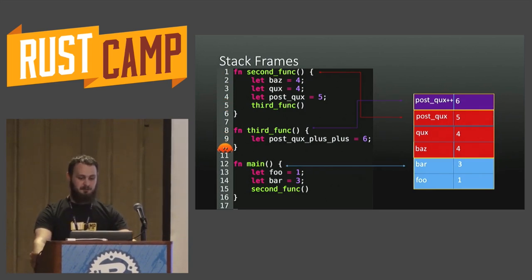So now notice that I've color-coded all of the memory based on what functions allocated it. Each of those is called a stack frame. In reality, they hold a little more information than just the variables, but you don't really have to worry about that right now.